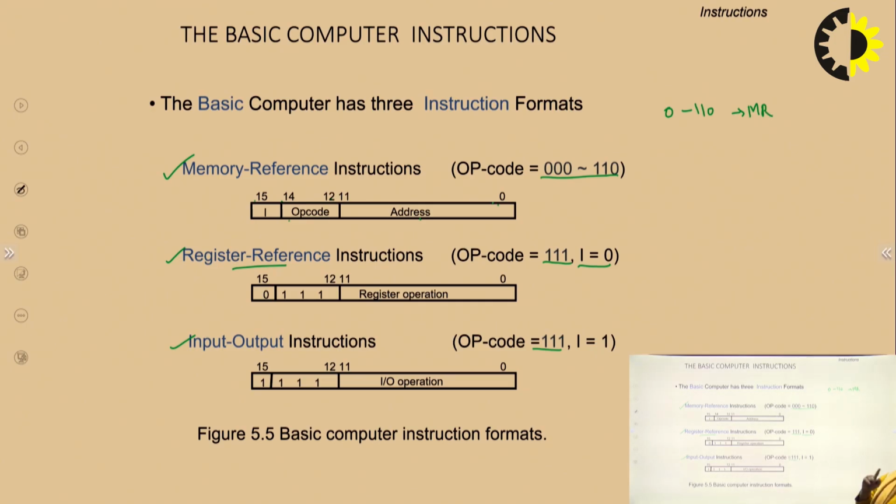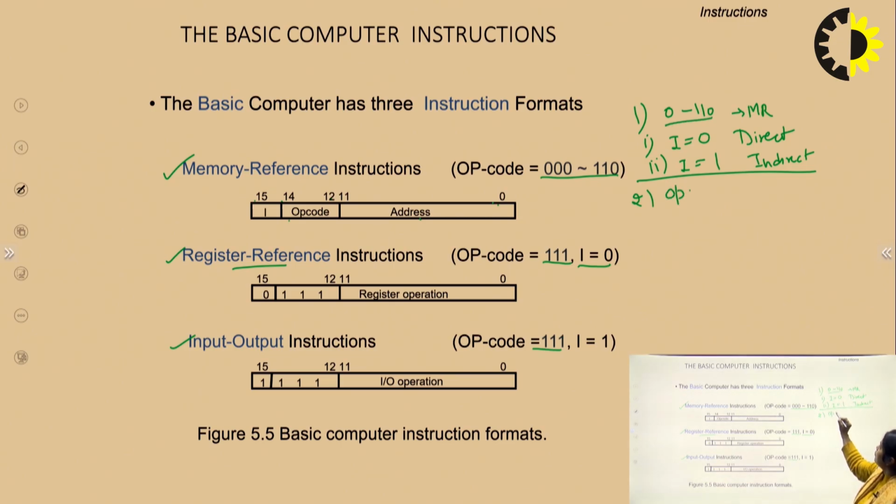But again there are 2 things. In the memory reference instruction, the first thing is, if the I mode is 0, it means this is a direct memory reference instruction. And the second, if I equal to 1, then it is an indirect memory reference instruction. That is the first thing.